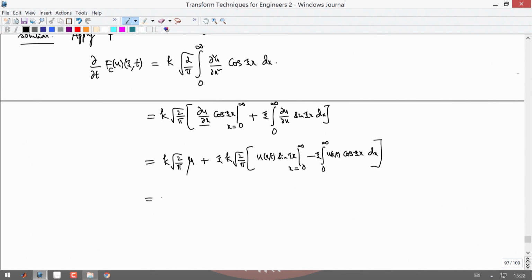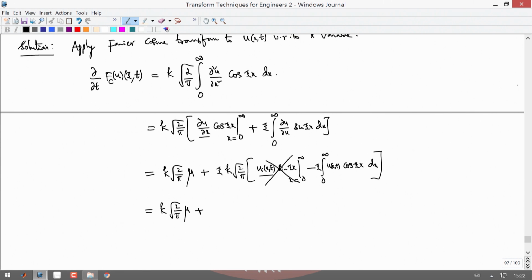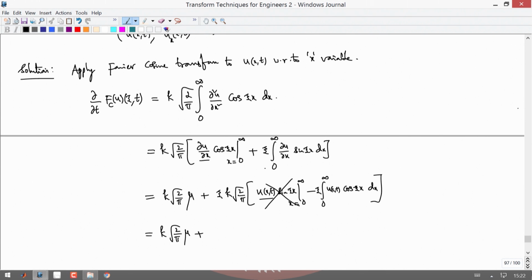So, this is equal to kappa root 2 by pi mu plus this here. If you use the boundary conditions again, u at x, t as x goes to infinity, that is 0, and sin xi x at x equal to 0, that is 0. So, this is what happens. This is temperature. Assume that temperature at x equal to 0 is finite. So, this is going to be nullified.